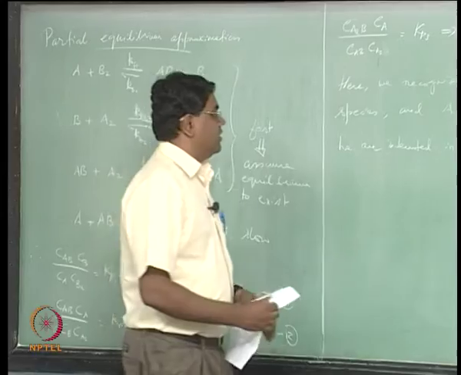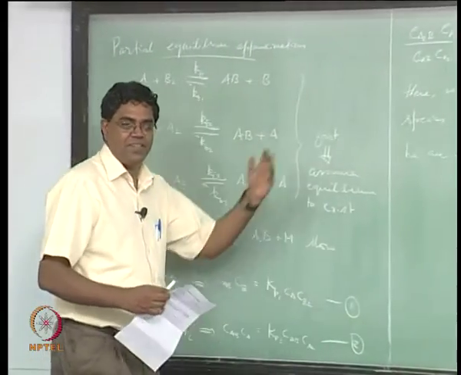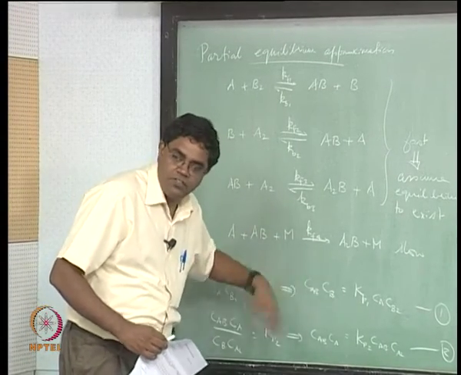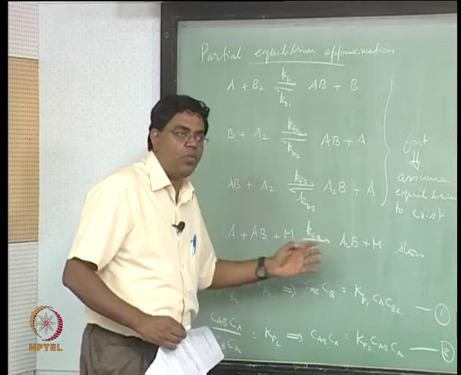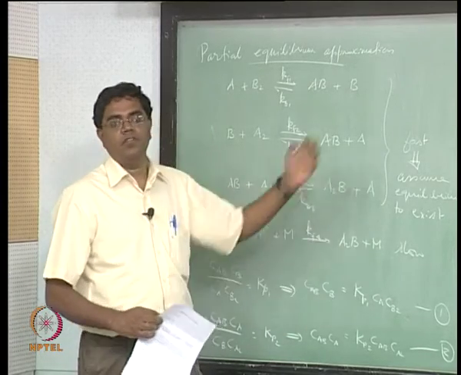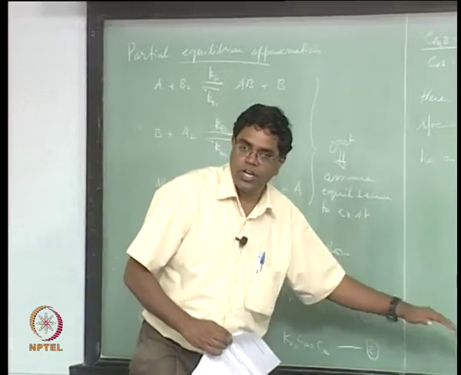Having said that, we are interested only in these two. We are not really interested in concentration of B because that's not part of the final answer. So is it possible for us to eliminate concentration of B in these equations and look for only expressions for concentrations of A and AB in terms of A2, B2 and A2B? That is the rigmarole that we have to go through.